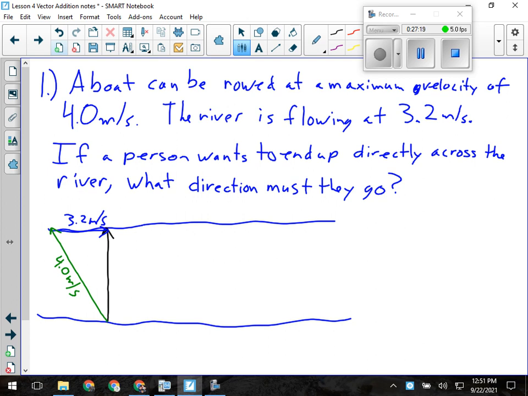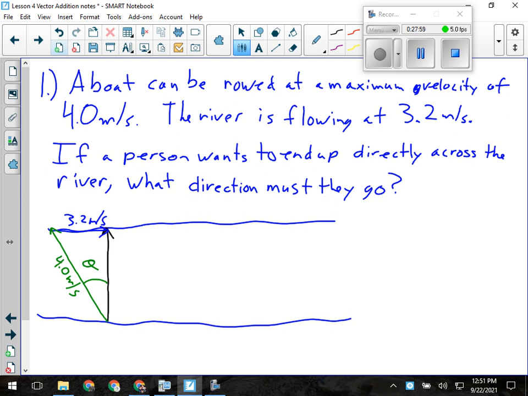If I row slightly into the current, I don't end up going 4 meters per second, because now the current is working against me. It's going to slow me down a little bit and push me back towards straight across. So my resultant's actually going to be slower than I can row the boat. I'm going to row like crazy, but I'm not going to go 4 meters per second because the current will slow me down and end up making me go straight across. So what the question is asking for is this angle. It doesn't even care how fast you're going across. It just wants to know what direction you have to go in order to end up going straight across.